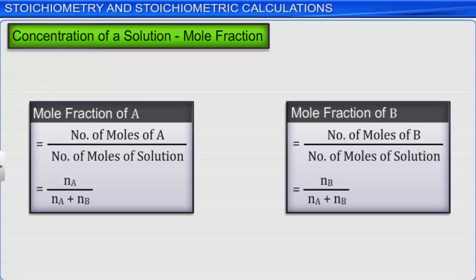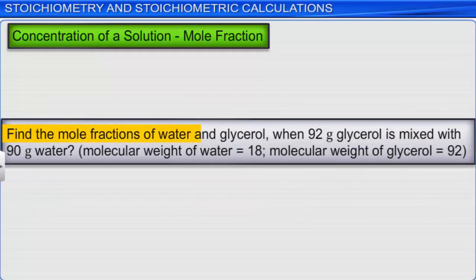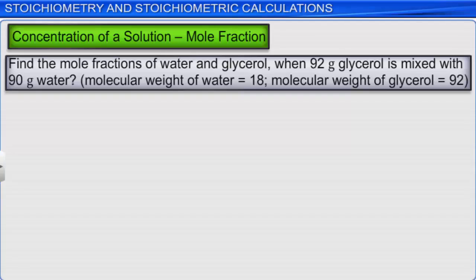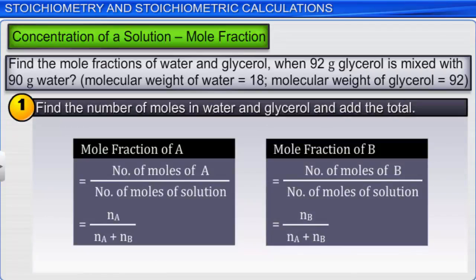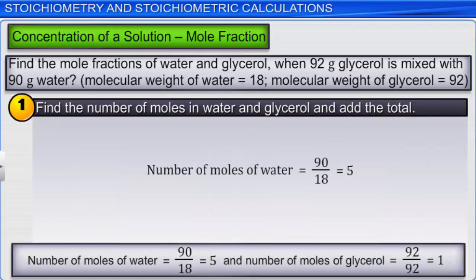Let's say we have to find the mole fractions of water and glycerol when 92 gram glycerol is mixed with 90 gram water. Given that the molecular weight of water is 18 gram and the molecular weight of glycerol is 92 gram. To apply the mole fraction formula, we first need to find the number of moles in water and glycerol. The number of moles of water is 5 and the number of moles of glycerol is 1. We then add them to obtain the total number of moles in the solution. From the calculation, we get the total number of moles in the solution as 6.